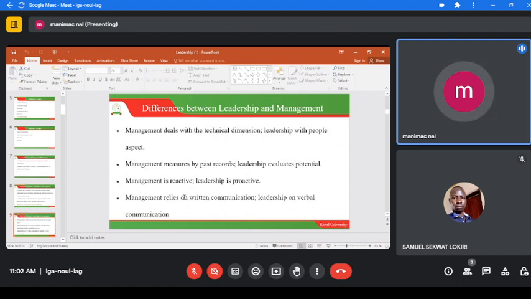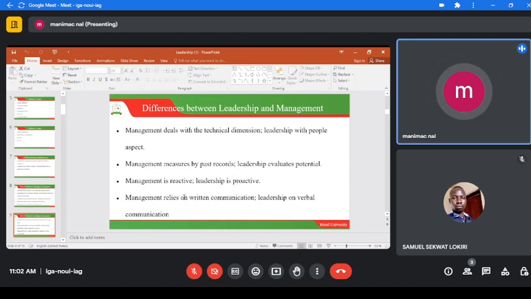Furthermore, management deals with the technical dimension. For a task to be successfully done, you must possess the technical skills in doing that specific kind of job. However, leadership is about the people's aspect. You look at people's views, and it is because of the people's views that you base on to do that job.